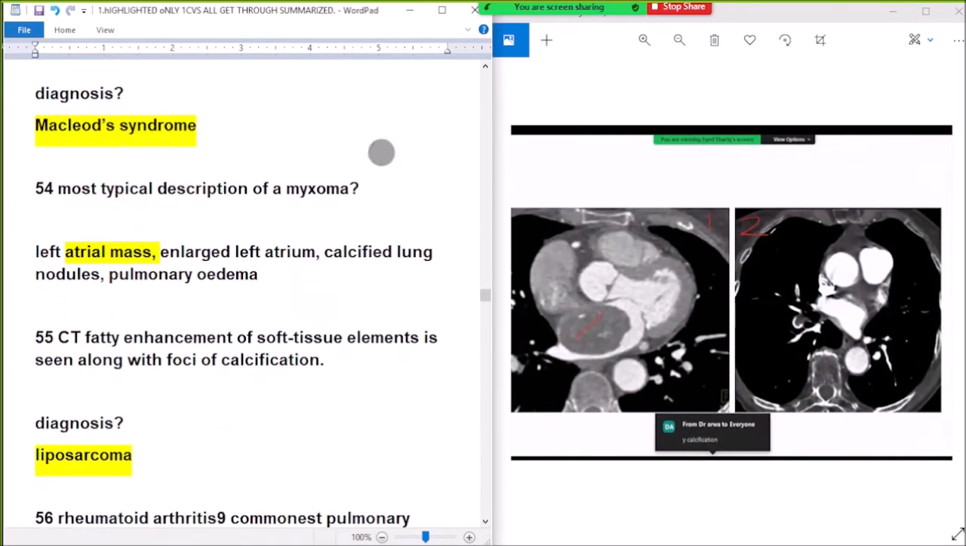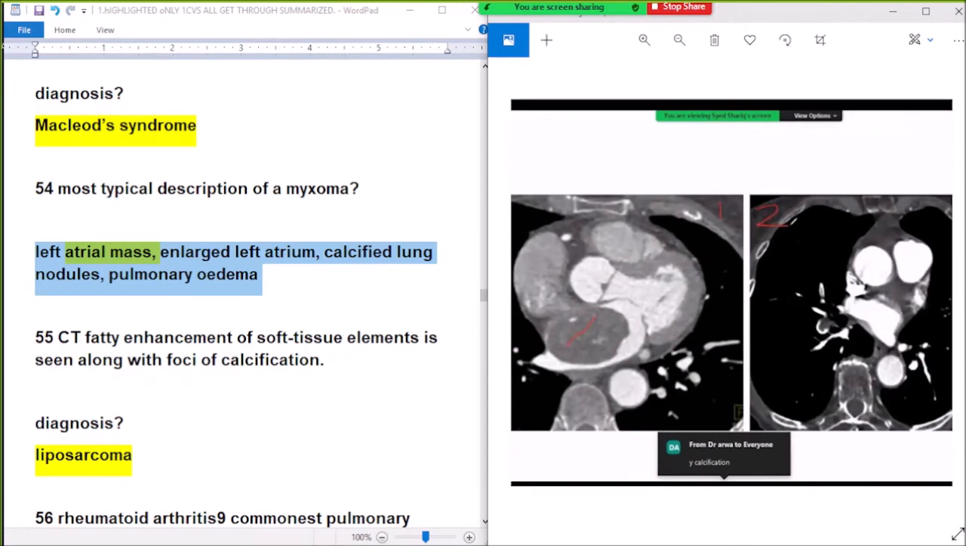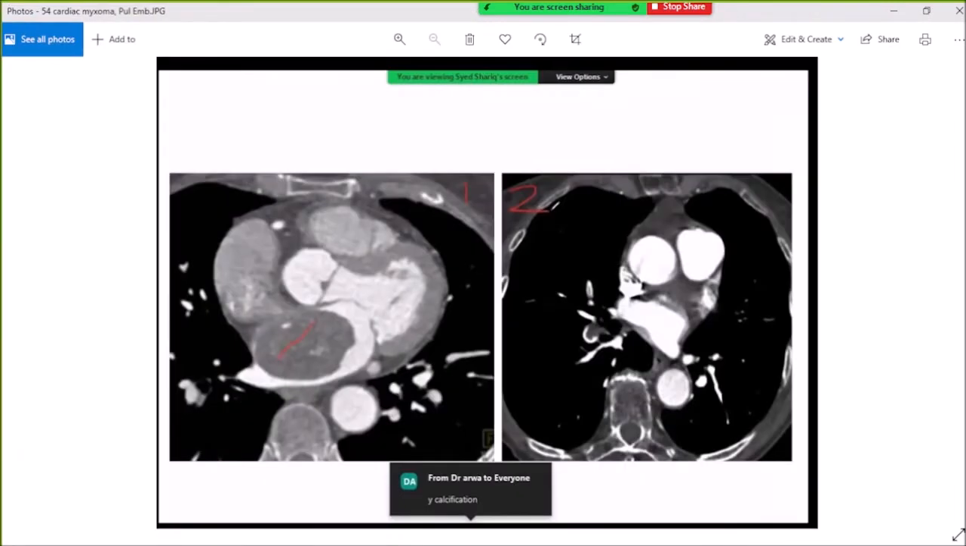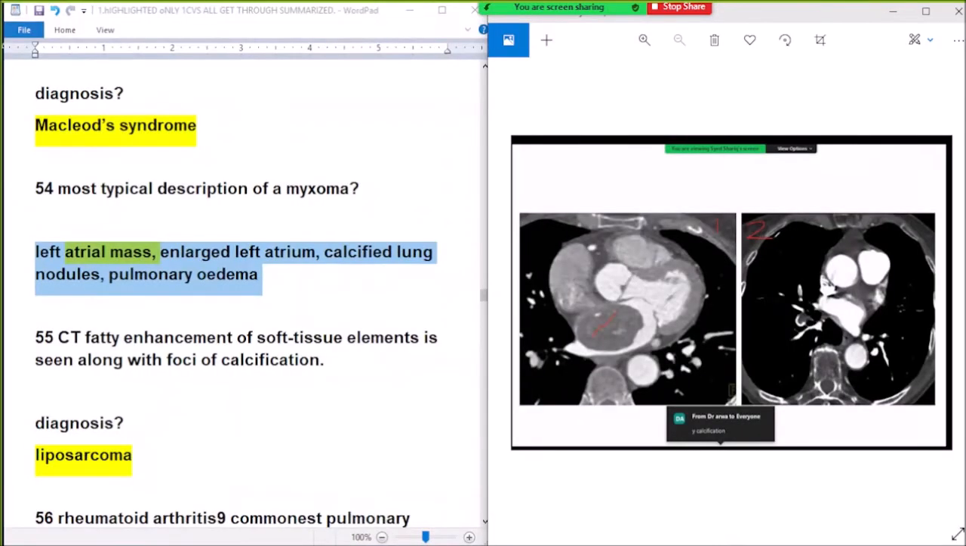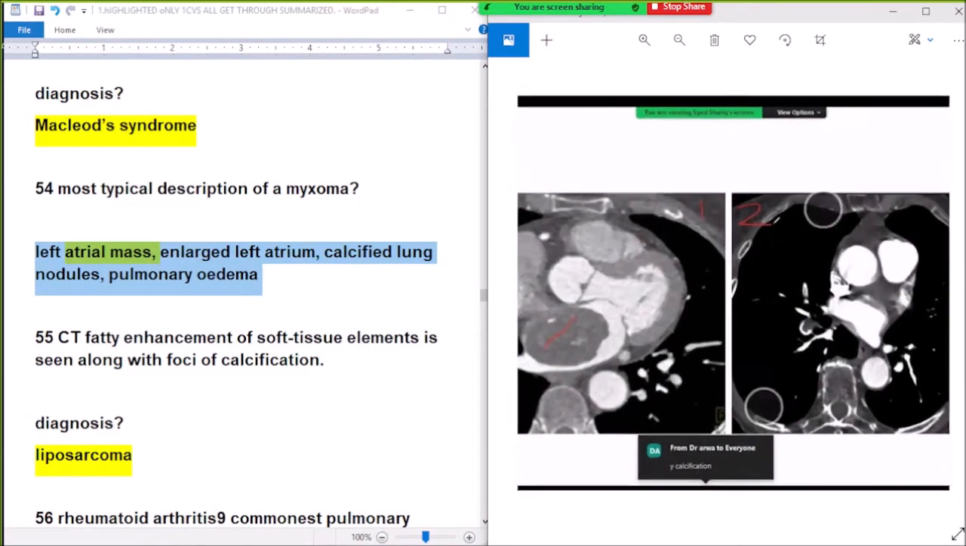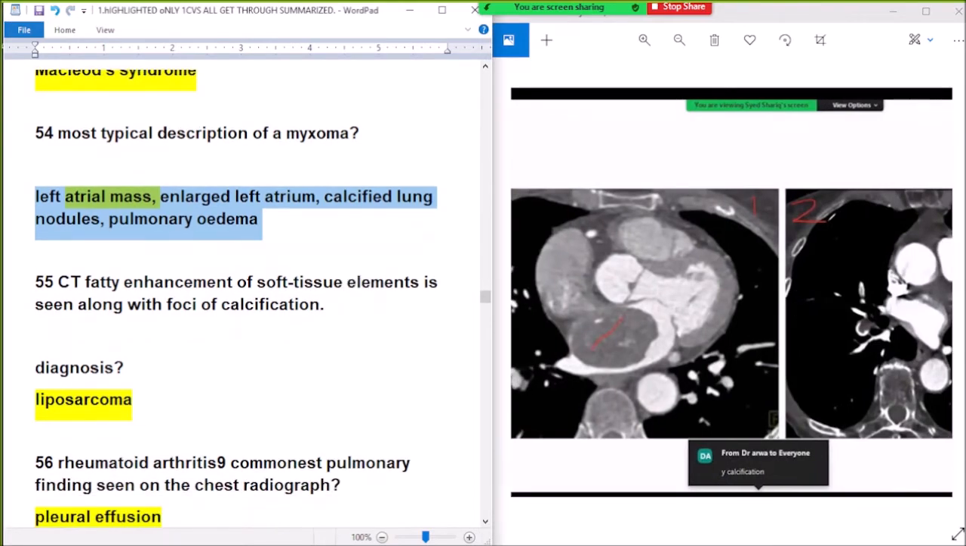Question 54. The most typical description of myxoma is left atrial mass, enlarged left atrium, calcified lung nodules, and pulmonary edema. This is an atrial myxoma, cardiac myxoma.